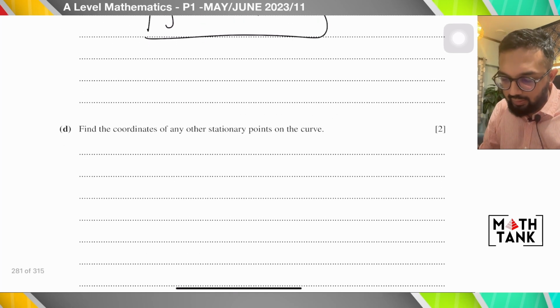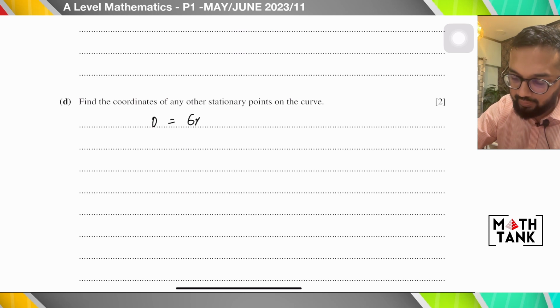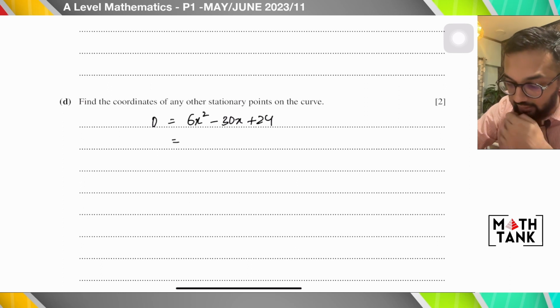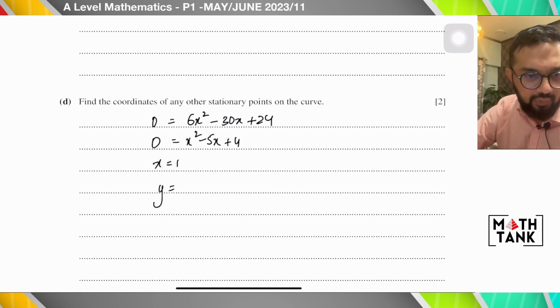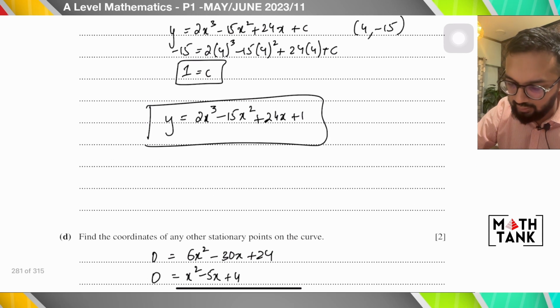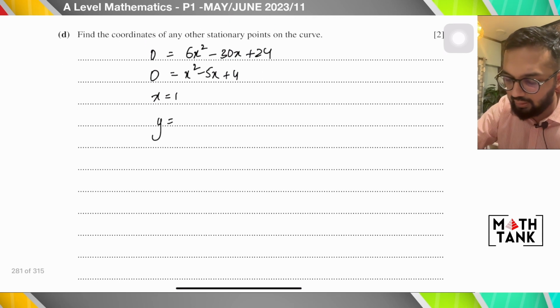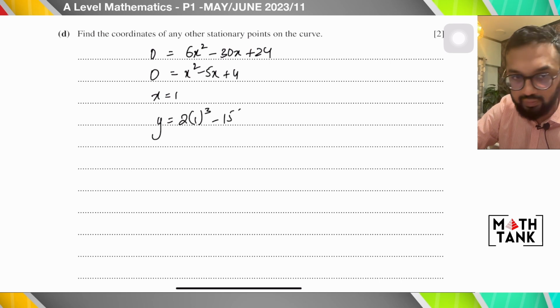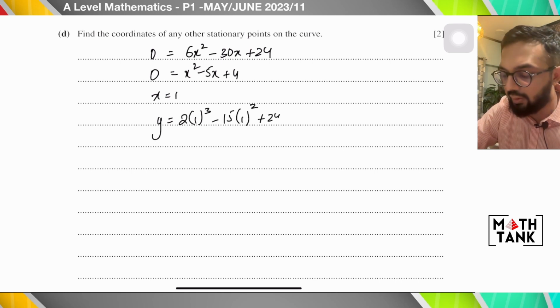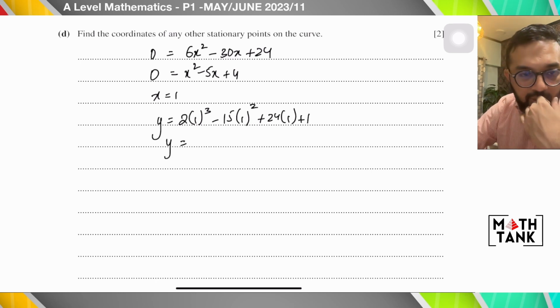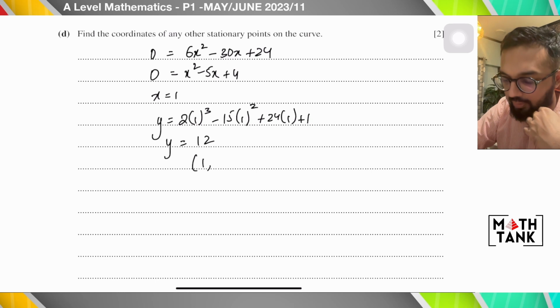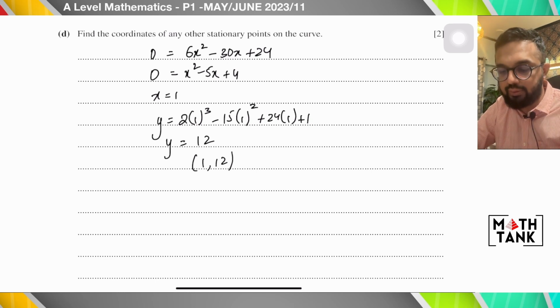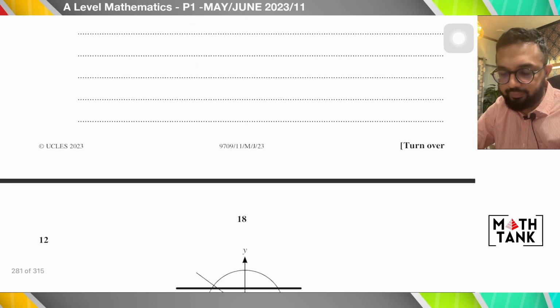Find the coordinates of any other stationary points on the curve. I think that's possible. 6x squared minus 30x plus 24. That was dy by dx. I'm equating that to 0. I think x squared minus 5x plus 4. So I think there's another stationary point at 1. So I'm going to use that 1 and see if I've gotten the equation of the function correct. Yeah, I've gotten the equation correct. So 2 times 1 cubed minus 15 times 1 squared plus 24 times 1 plus 1. Y equals 12. So 1 comma 12 is my final answer for the other stationary point on the curve.